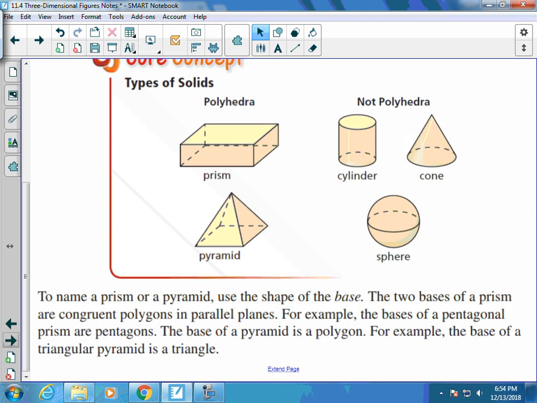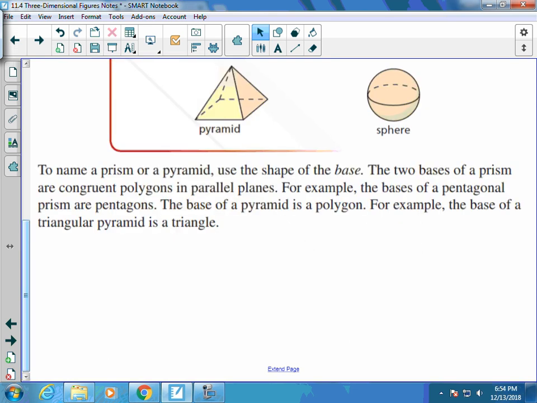We usually either have prisms or pyramids, and some examples of things that are not polyhedrons are cylinders, cones, and spheres. To name these, we need to talk about the base and the shape of that base. To name a prism or pyramid, use the shape of the base. The two bases of a prism are congruent polygons in parallel planes. For example, the bases of a pentagonal prism are pentagons. The base of a pyramid is a polygon. For example, the base of a triangular pyramid is a triangle.